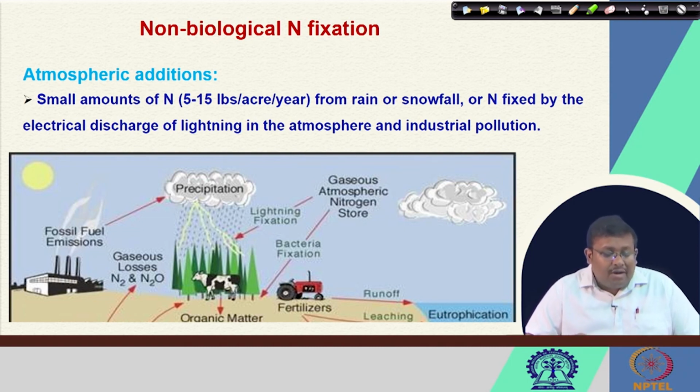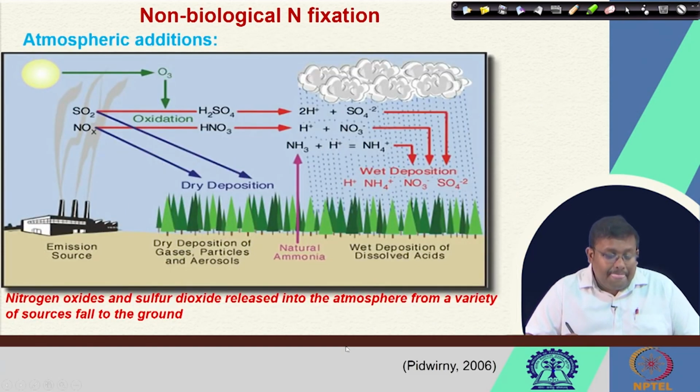So, a small amount of nitrogen, that is from 5 to 15 pounds per acre per year, generally comes from rain or snowfall, or nitrogen fixed by the electrical discharge of lightning in the atmosphere and industrial pollution. So, these are some examples of atmospheric addition of nitrogen.